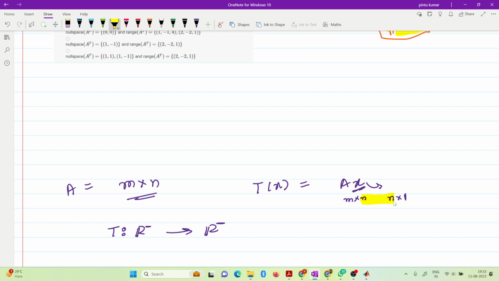This much is clear, right? Whoever asks why this should be n cross 1, it's not clear, sir. This is not clear why this should be n cross 1.